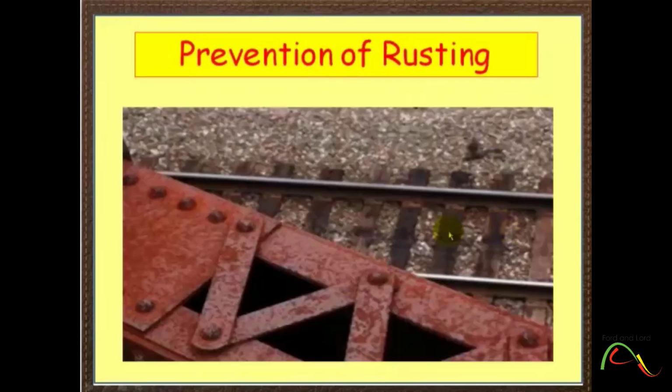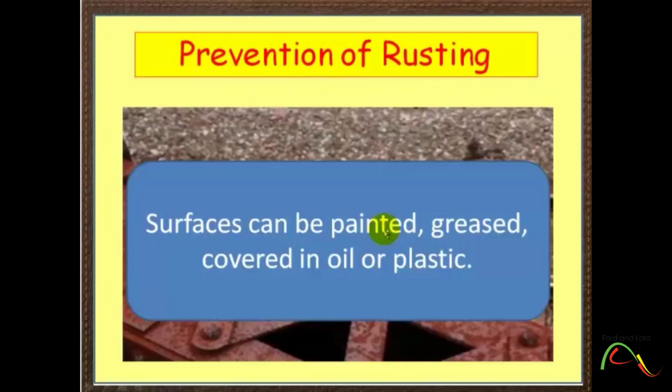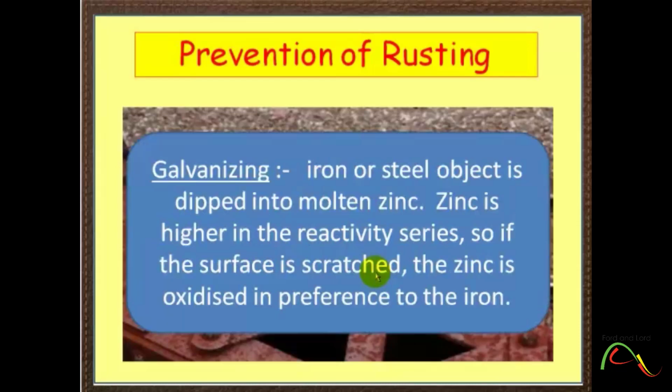How can we stop that? Well, let's think about prevention of rusting, shall we? Now, you can do it by painting the surface, greasing the surface, covering it in oil, or putting a plastic layer on it. These are all well and good so long as the surface is kept intact and not cracked or scratched. Another way you can do it is what's called galvanizing. Now what you do, you get your iron or steel object and you dip it into molten zinc. When you take it out, the zinc forms a layer over the iron and steel.